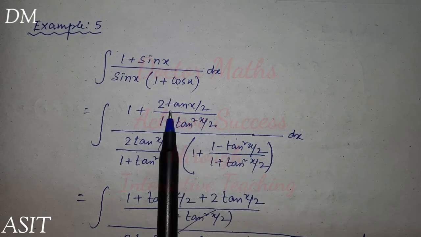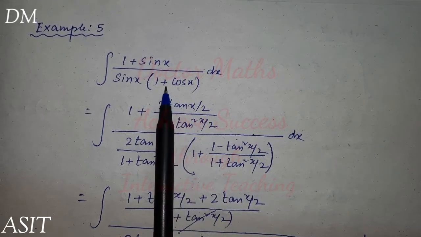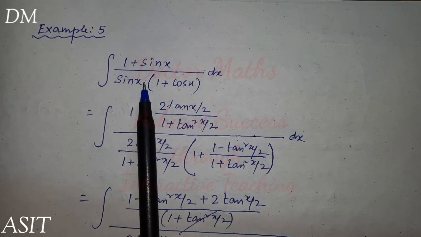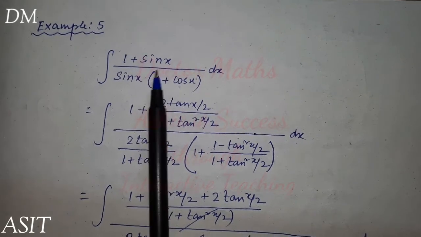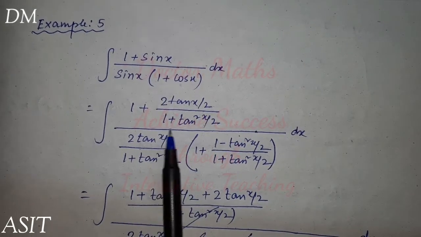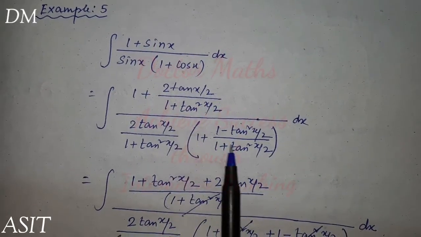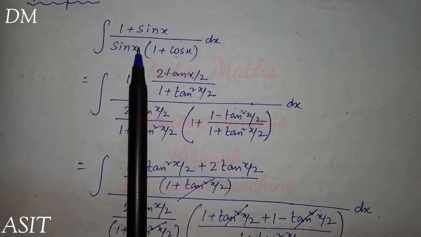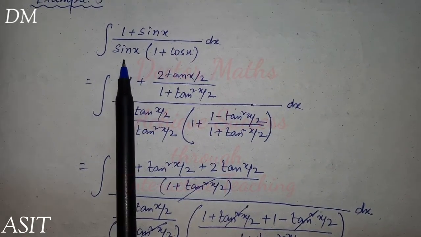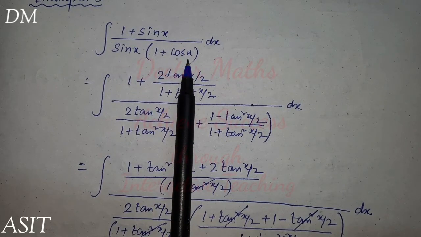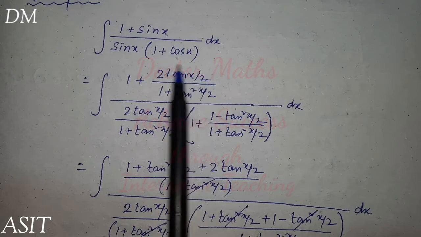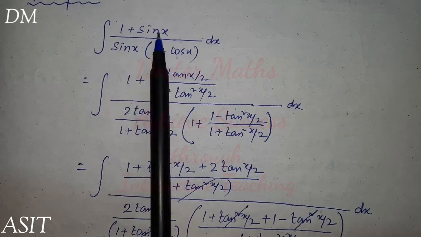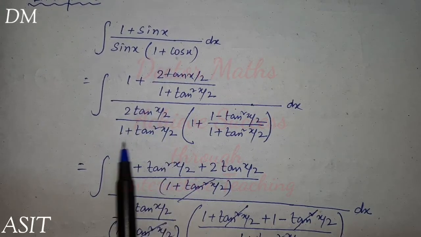Now this is the fifth example. Though it is not falling in the format that I have given, still in this case also we can do the same thing, as we write sin x as 2 tan x by 2 by 1 plus tan square x by 2, and cos x as 1 minus tan square x by 2 by 1 plus tan square x by 2. So the integration was (1 plus sin x) by sin x into (1 plus cos x). So I will replace sin x by this and cos x by this. Wherever I get sin x, I will replace it by 2 tan x by 2 by 1 plus tan square x by 2.